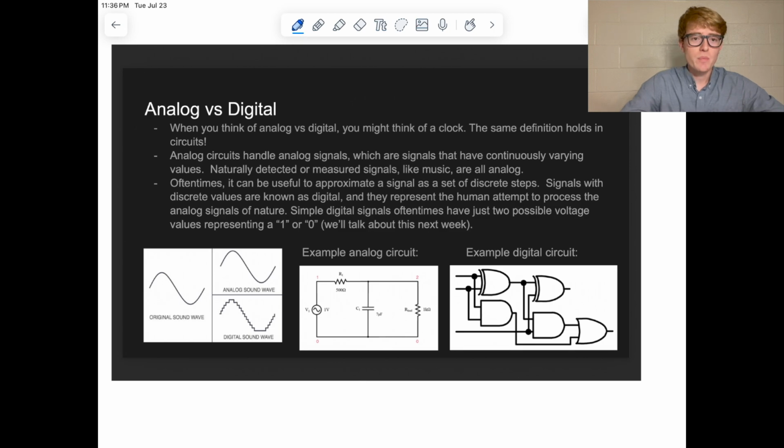An example that might be useful is an analog versus digital clock. Your analog clock has an hour and minute hand that move continuously across time, whereas your digital clock will have discrete steps. It's 1:30 and then it's 1:31. There's nothing in between, right? It's just bang, bang. It's just discrete steps.